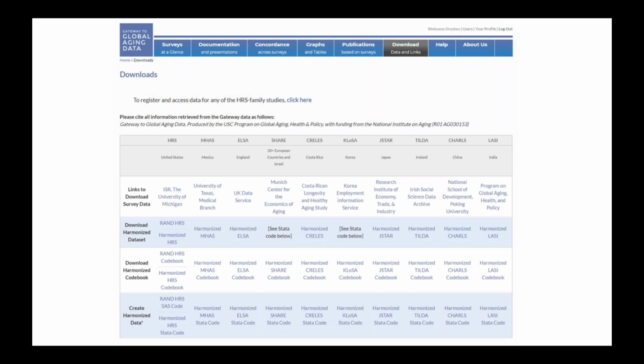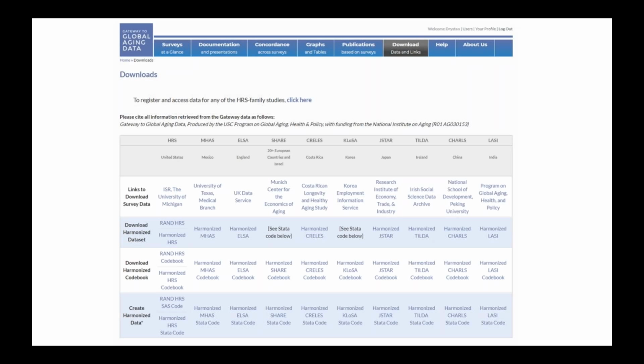We have links to download the harmonized data sets. You can see in two cases, in the case of Share and CLOSA, the European data set and the Korean data set, we say see data code below. You can download the codebook here, which is very important. So you have all the documentation about that data set.